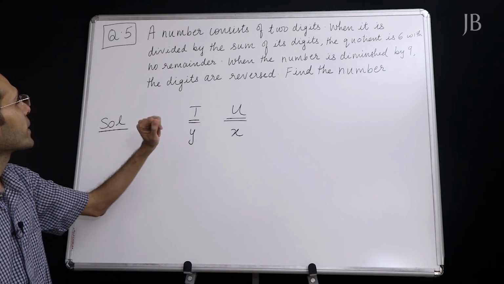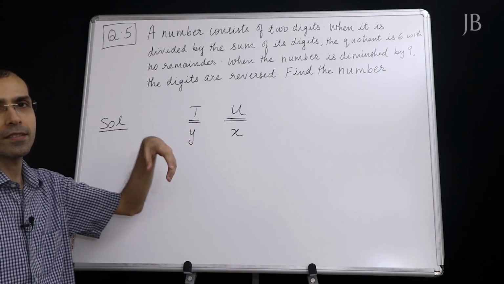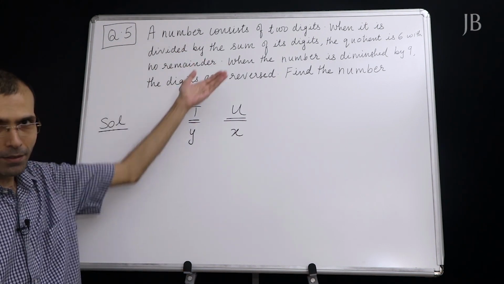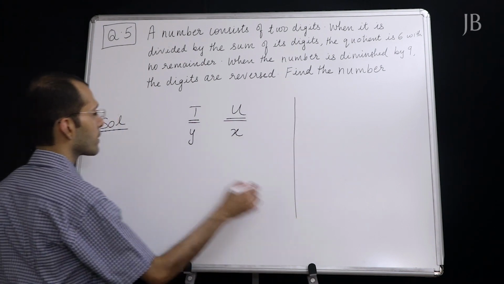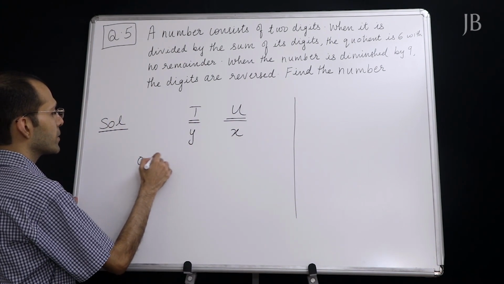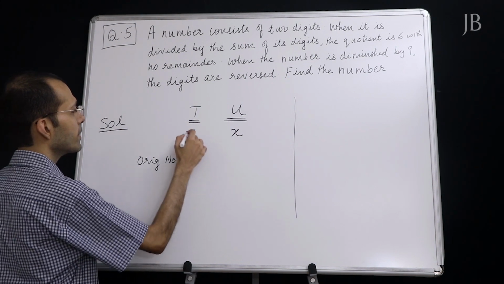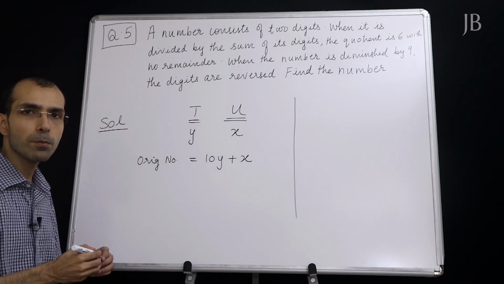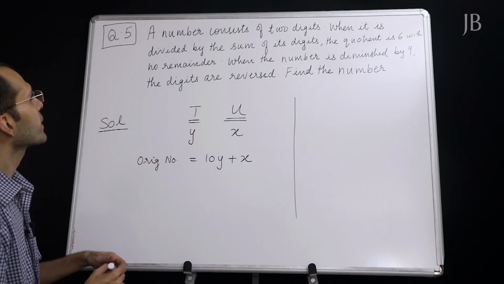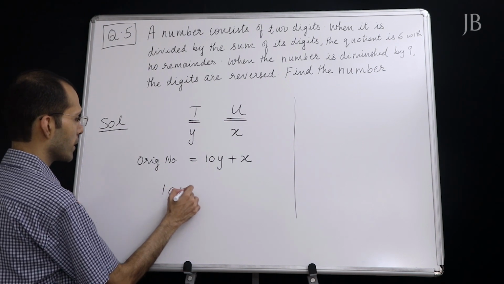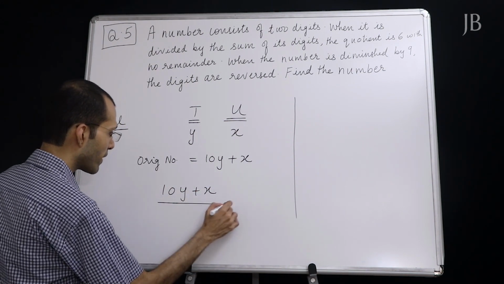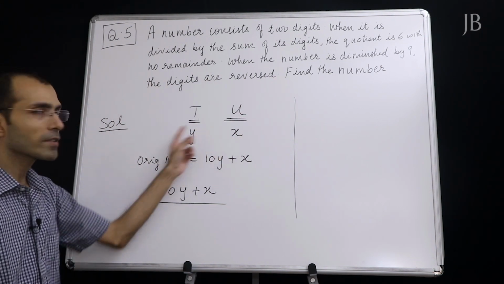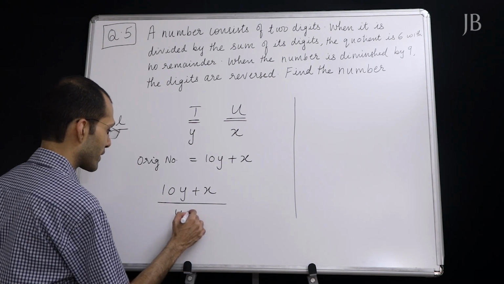Number consists of 2 digits, fine. When it is divided by the sum of its digits, when it is divided, it means what? The number. So let's first find the original number. So the original number will be 10y plus x. Now they are telling you, when this number is divided by the sum of its digits, the sum of the digits would be y plus x.